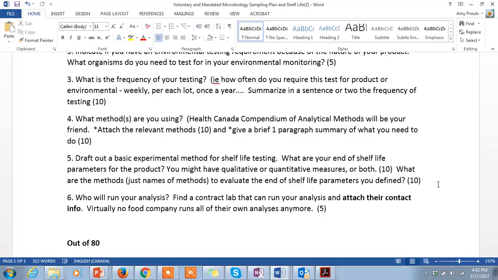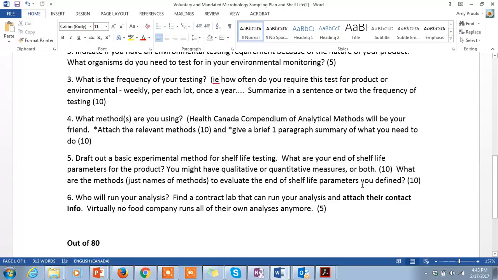So do think through what would be the appropriate shelf life parameters for your product, and identify just the names of your methods that you would use to test to make sure you have a quality product, and identify what the length of your shelf life is going to be.